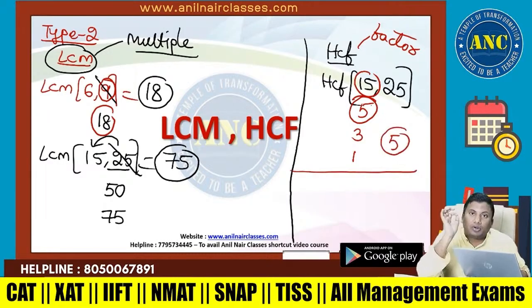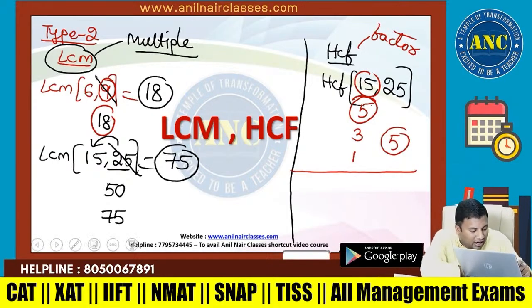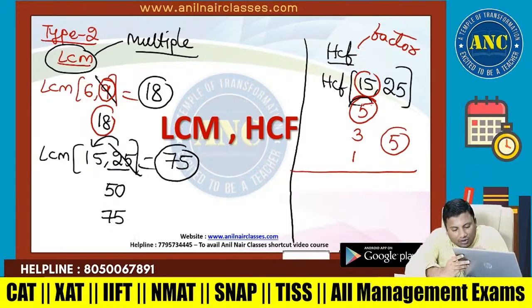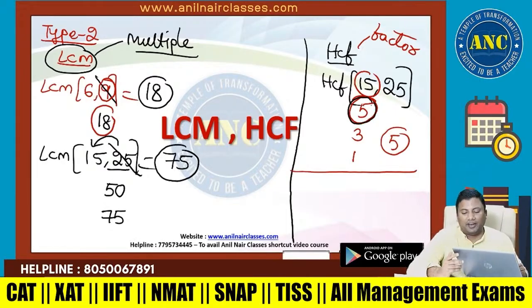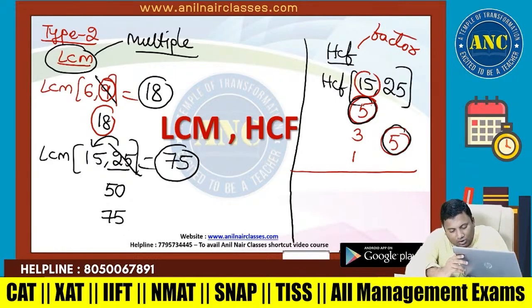For HCF, we have to take the smallest number. Check whether the smallest number is a factor of the other numbers. If it is not, take the factors of the smallest number. Factors of 15 are 1, 3, 5 and 15. Check with the next highest factor, 5. Does 5 divide 25? Yes. So the answer for this question is 5.